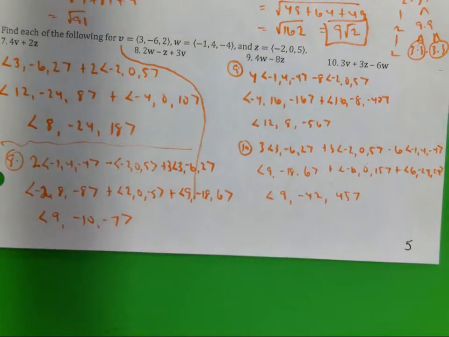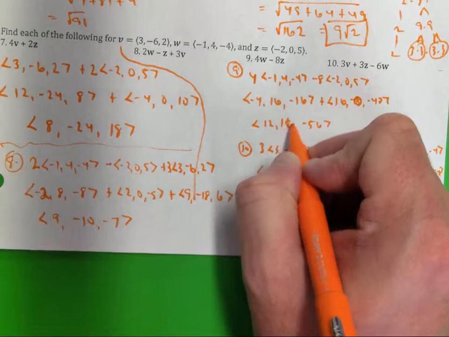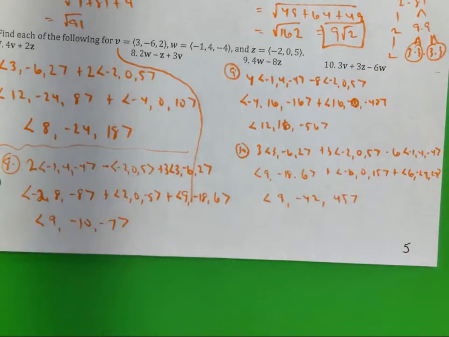Where is that at? Number 9. Oh, gotcha. Oh, number 9, did y'all get 12, 16, negative 56? It's okay. And number 10, I got 9, negative 42 and 45. Check your work.